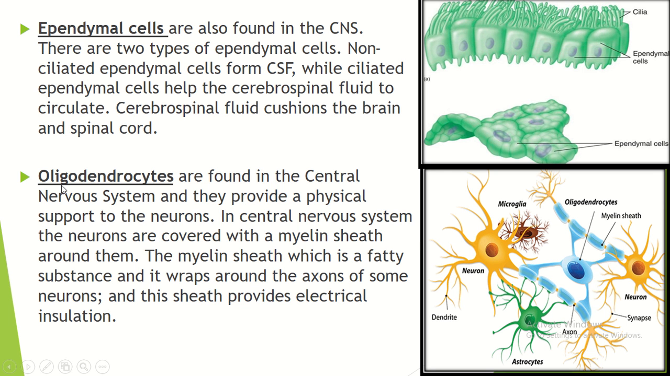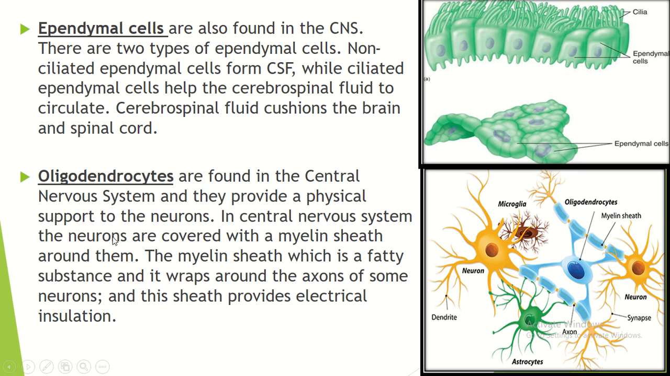Oligodendrocytes are found in the central nervous system, as you have seen. They are found in the brain and the spinal cord. They provide physical support to the neurons. How? As you can see, the oligodendrocytes are attaching the two neurons. You can see here that physical support is being provided by this oligodendrocyte.